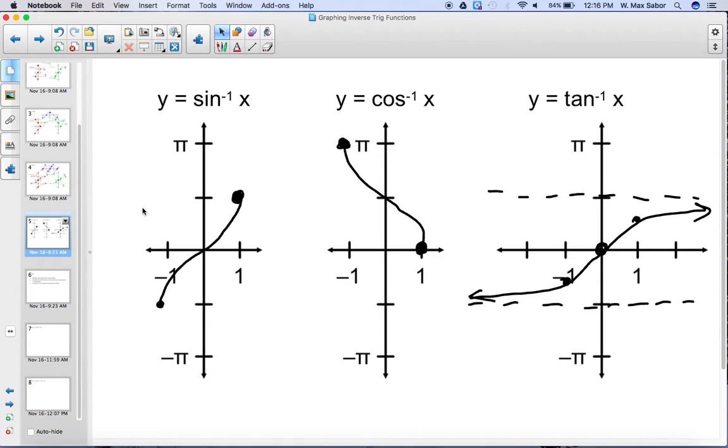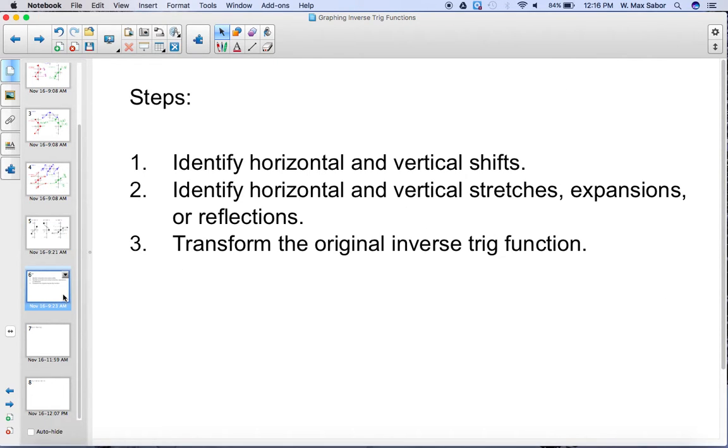Here are our basic inverse trig functions. How do we use those to graph other inverse trig functions? So you should identify any horizontal or vertical shifts. Based on adding or subtracting, we should identify any horizontal or vertical stretches, expansions, or compressions. Stretches and expansions are the same. This should be stretches and compressions.